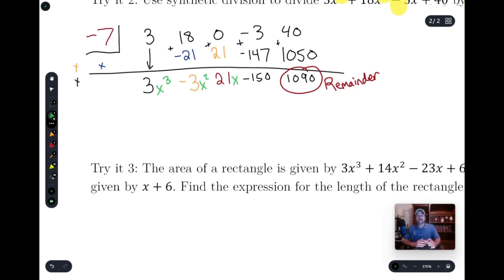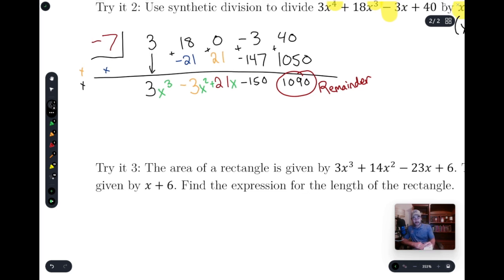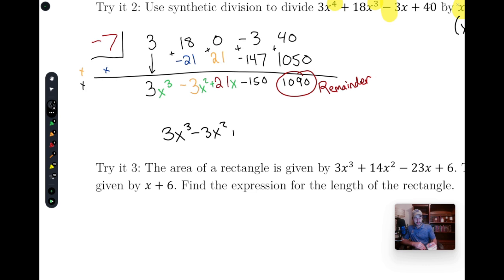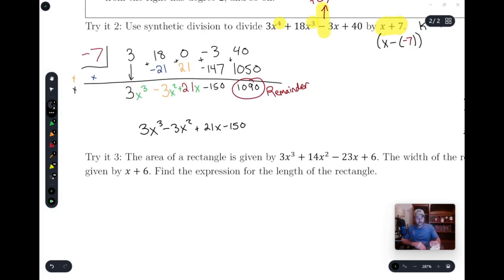And now if we're missing any plus signs, we add them in. We can leave the minus signs alone. But right here, we're missing a sign, so we're going to add a plus sign in. And we got ourselves our final answer of 3x cubed minus 3x squared plus 21x minus 150. And then remember what we do with that remainder before? We add 1090 divided by x plus 7. We got that x plus 7 from up here, from our divisor.